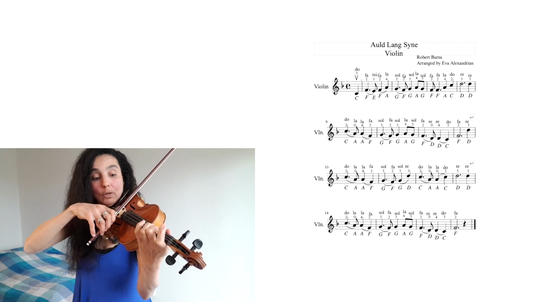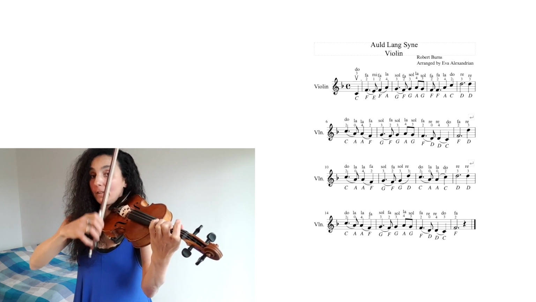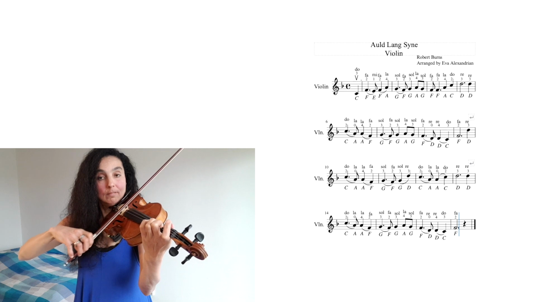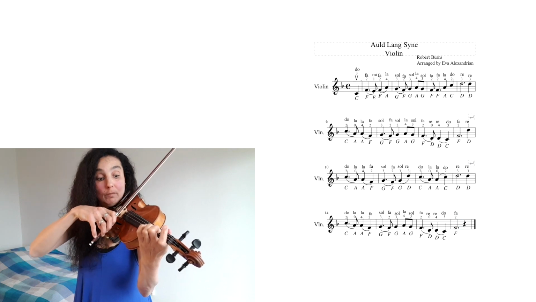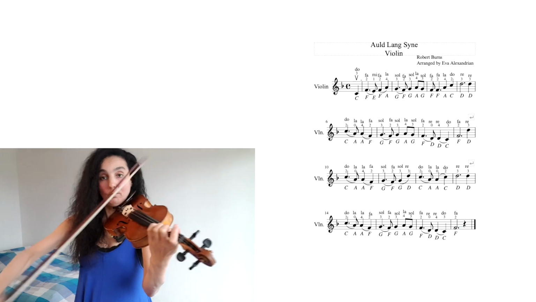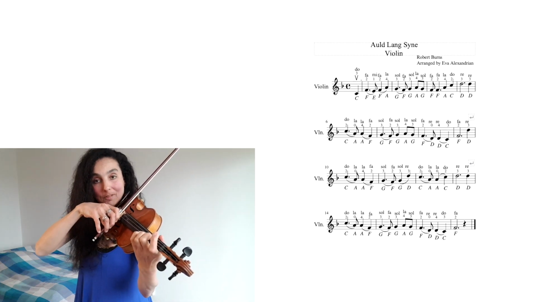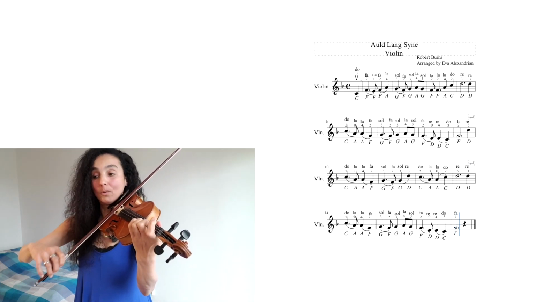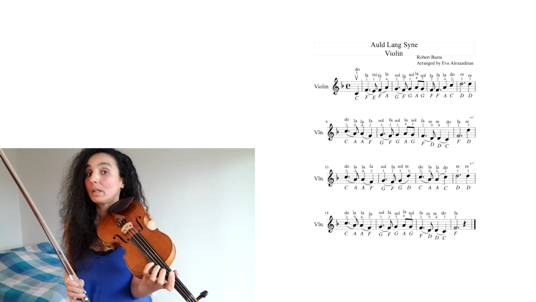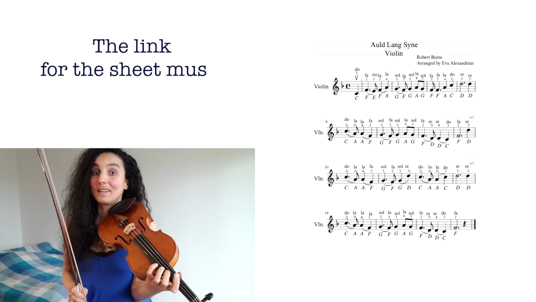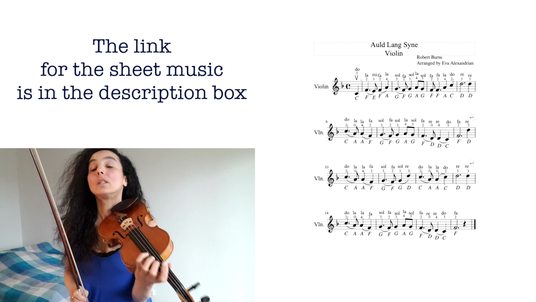When we play a long note, remember to move your arm very, very slowly in order not to run out of the bow. If you run out of the bow, you can't play a long note. Slow down. 2, 3. If you're looking for the sheet music, the link is in the description box below. You can download it and start practicing.